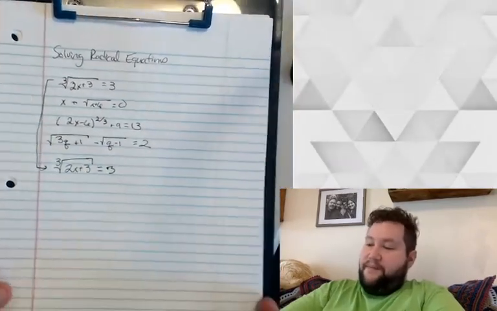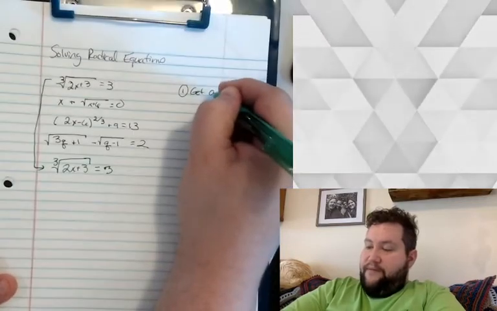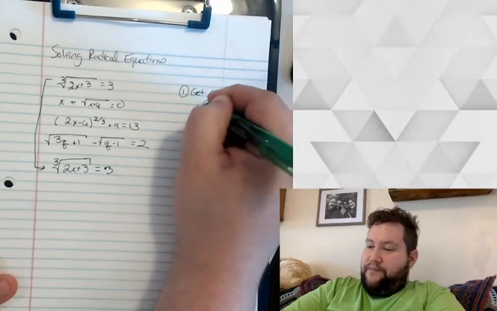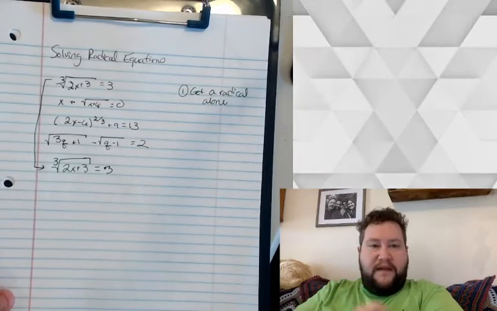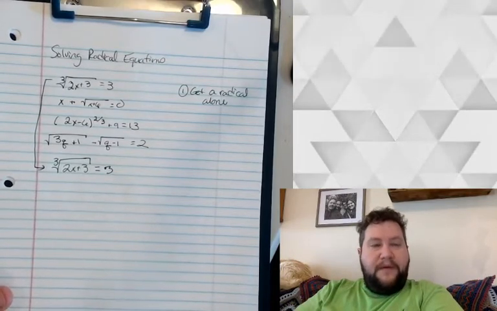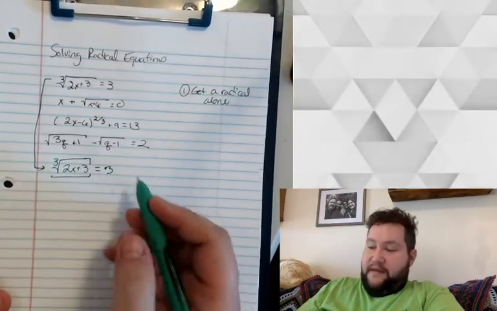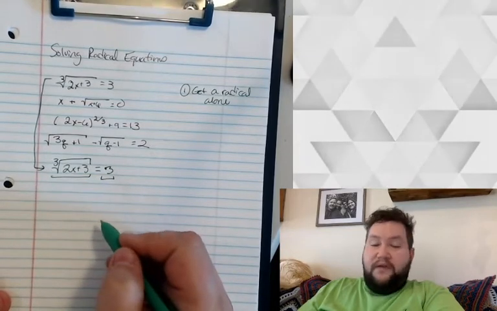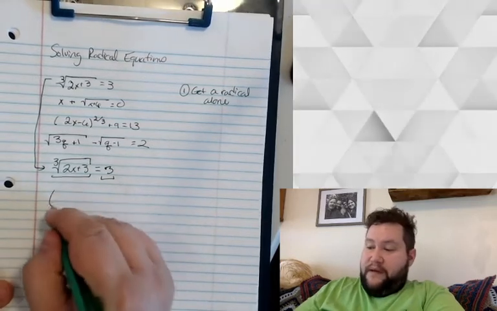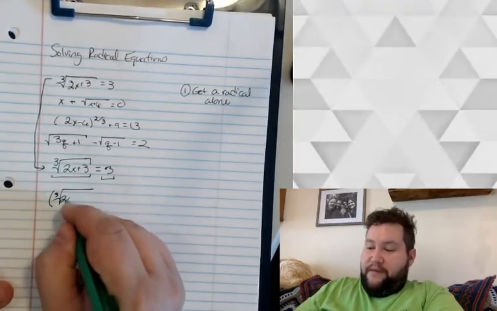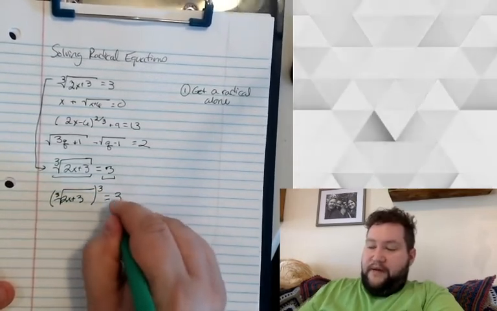So our first step is to get a radical of 1. Isolate the radical is perhaps another way of saying the same thing. And when we do that, well, this radical is already on the left-hand side by itself, and this 3 is fine on the other side. So to undo a cube root, we cube it. So now we'll take the cube root of 2x plus 3, to the third, equals 3 to the third.